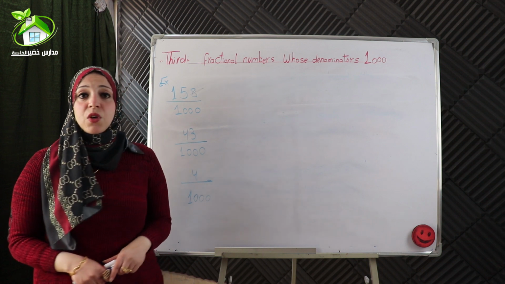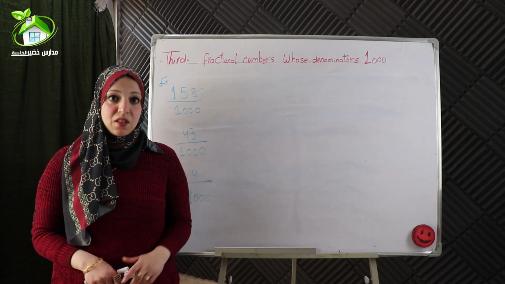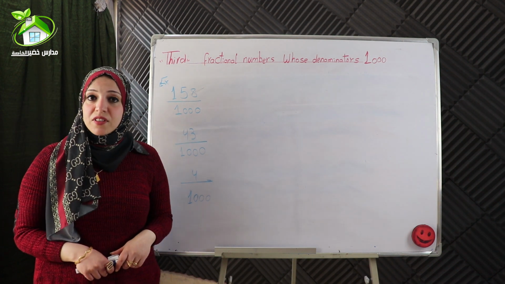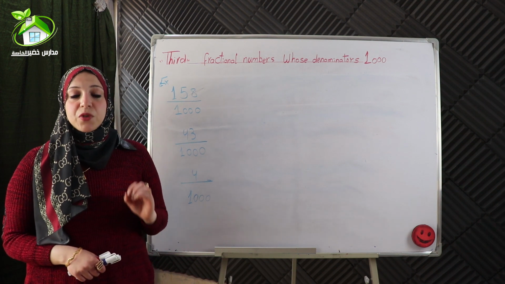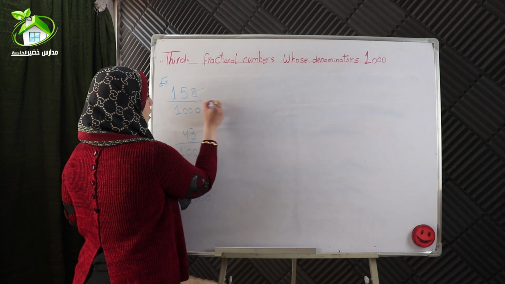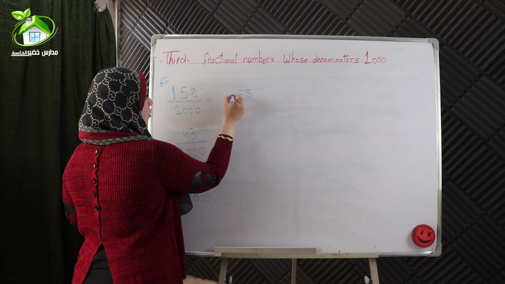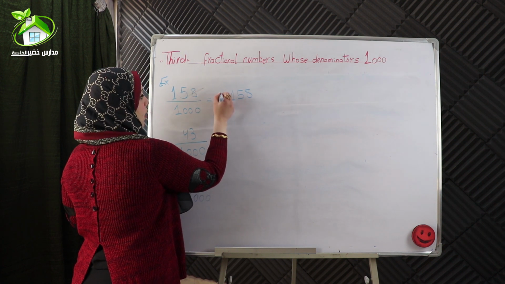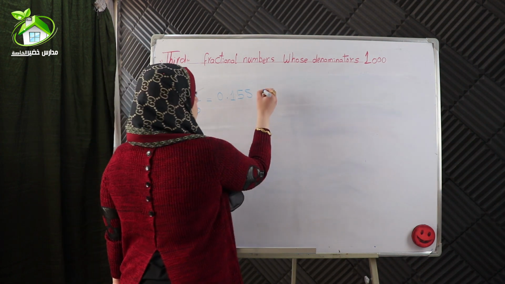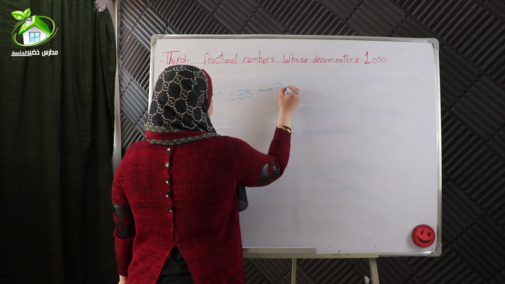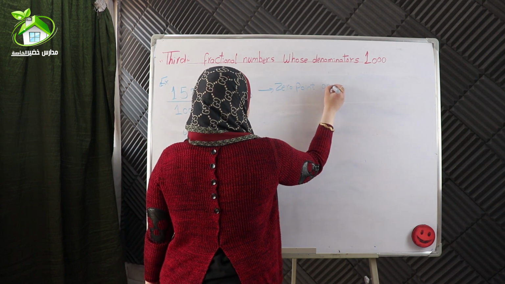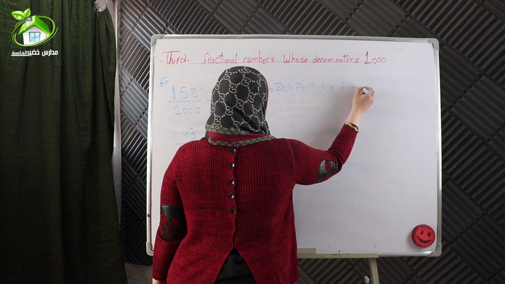Third, fractional numbers whose denominator equals 1000. The first example, 158 over 1000. How can I convert this fraction into a decimal number? By putting a point after 3 digits from the right. 8, the first one, 5, 1, and put the point. I can put here 0. How can I read this fraction? I can read it by 2 methods. The first one, 0.158.